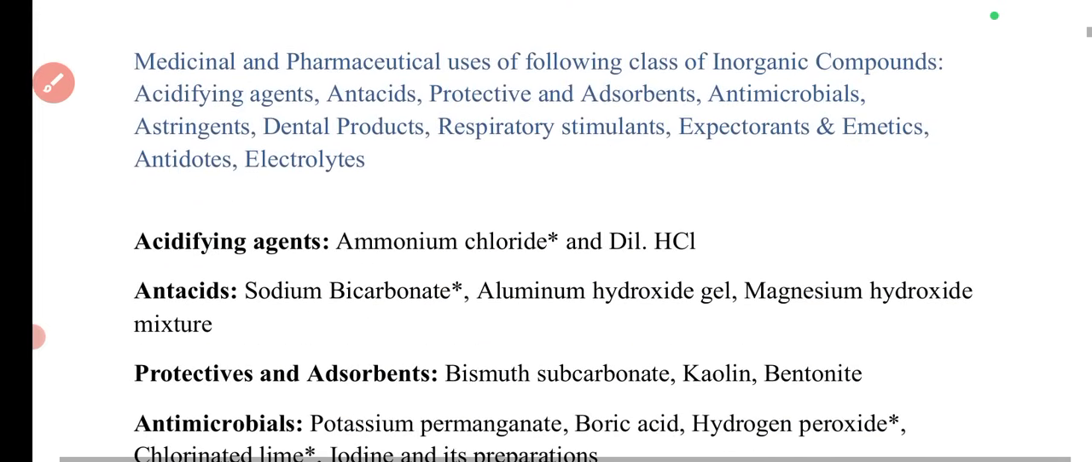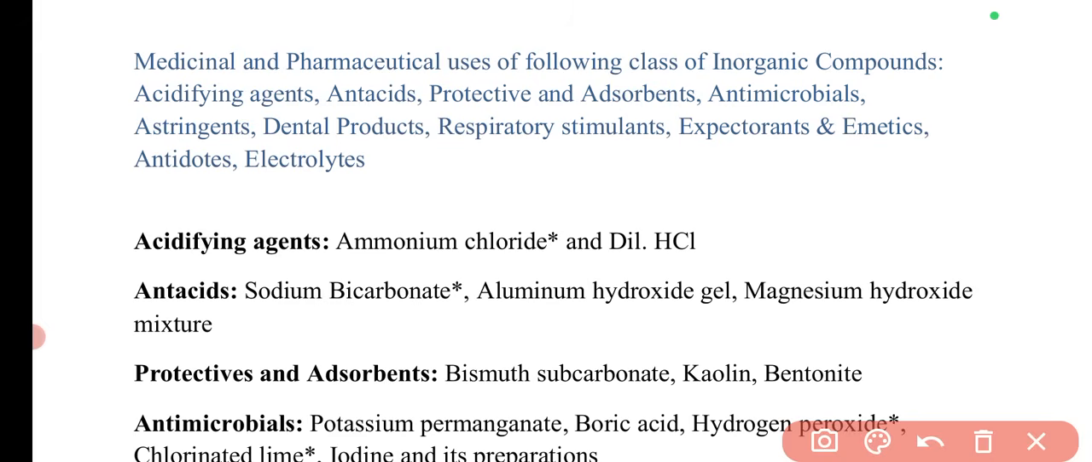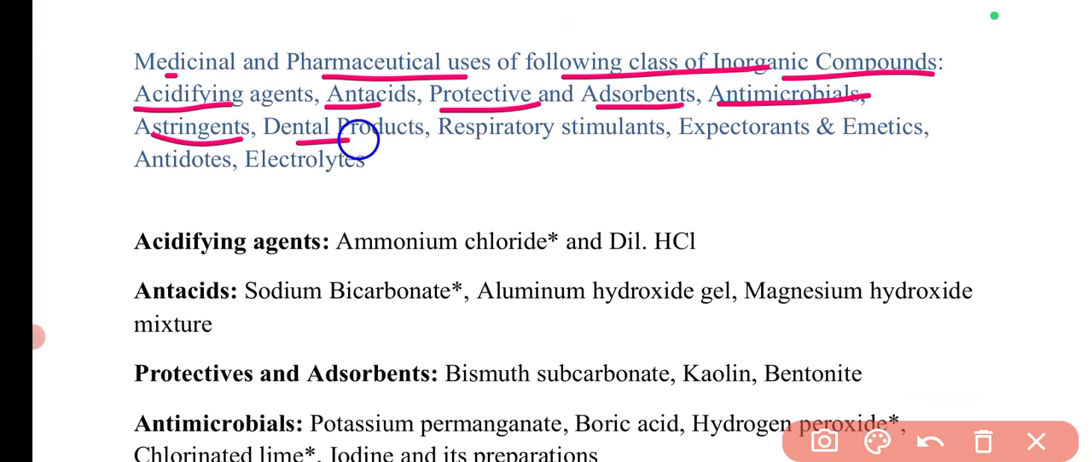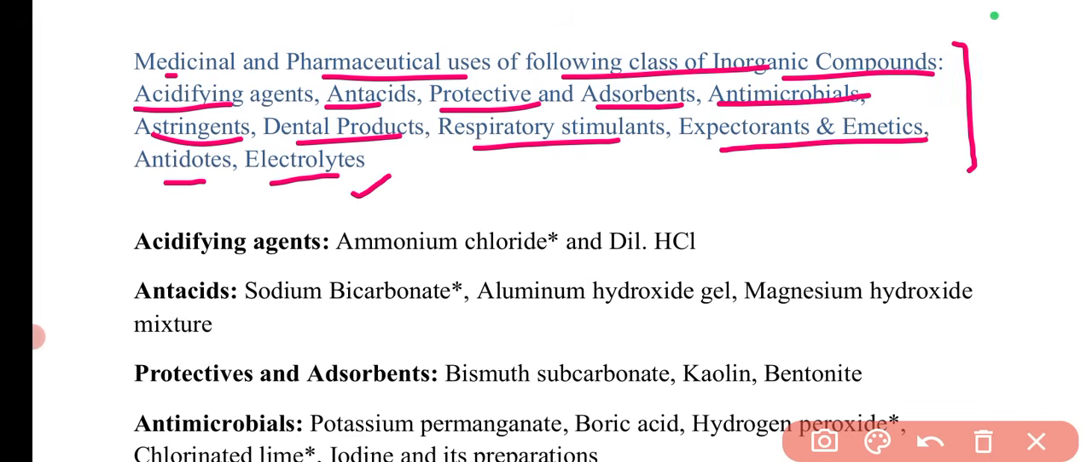So let's start with the first topic, that is medicinal and pharmaceutical uses of the following classes of inorganic compounds. What are the different classes? Acidifying agents, antacids, protective and adsorbents, antimicrobials, astringents, dental products, respiratory stimulants, expectorants and emetics, antidotes and electrolytes. Many of these topics will be covered in the pharmacology section also, in the toxicology part, and in hospital pharmacy. All these subjects cover these simple topics.